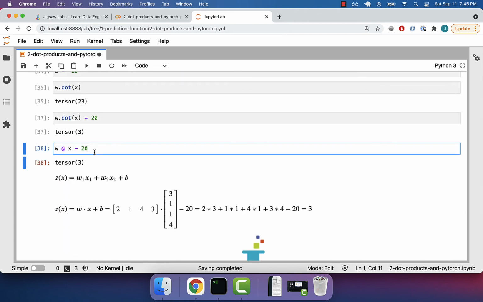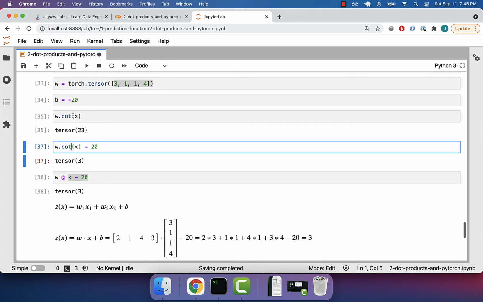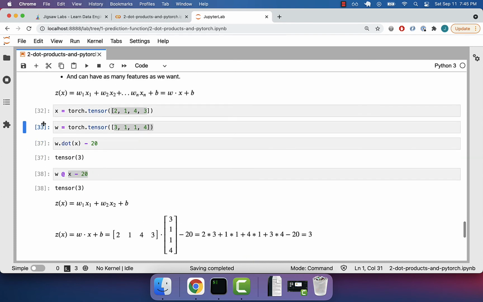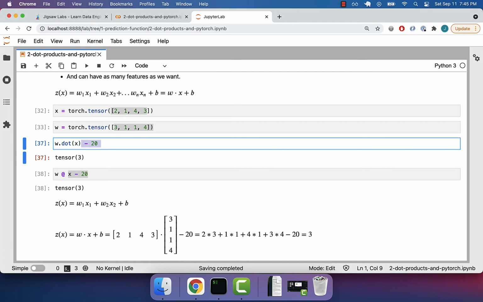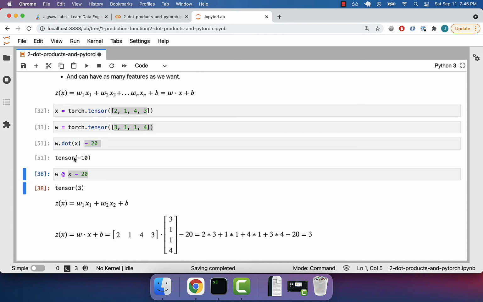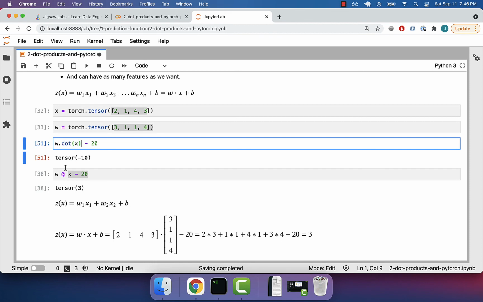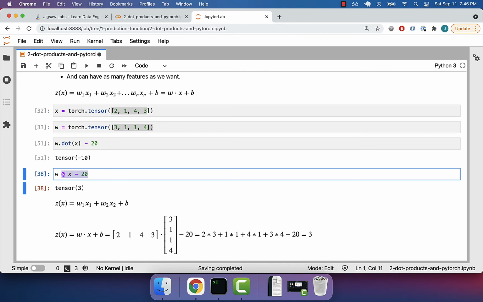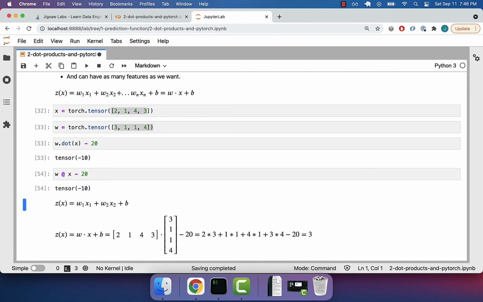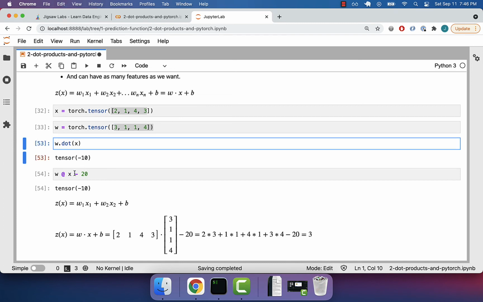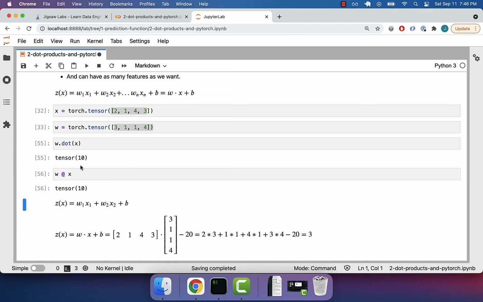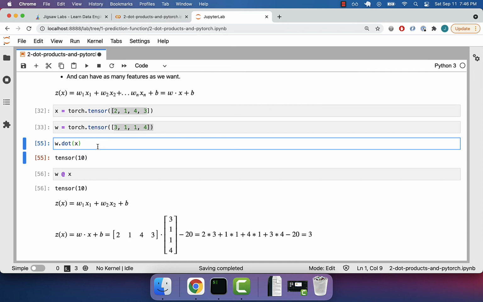All right, and then here's one last thing. Here's w, x, and b, and I write w dot x plus our bias term of negative 20. Another way to write this in PyTorch is the at symbol. Another way to produce a dot product is with the at symbol, and this gives you exactly the same result. If we just want to use the weighted sum and lop off our bias, there you go. So that's it. That's the dot product.